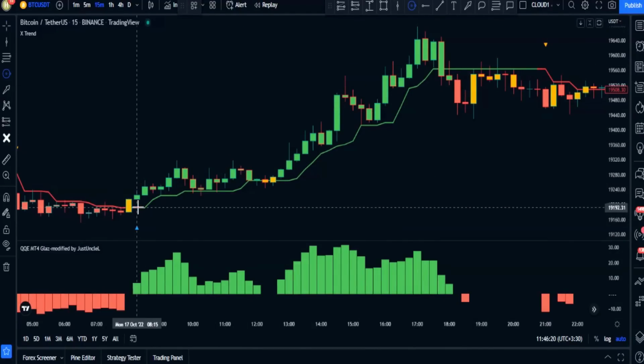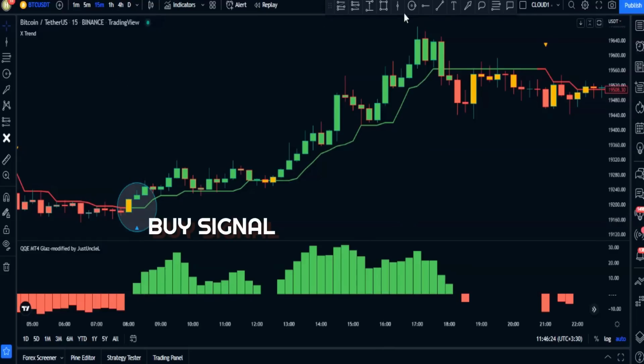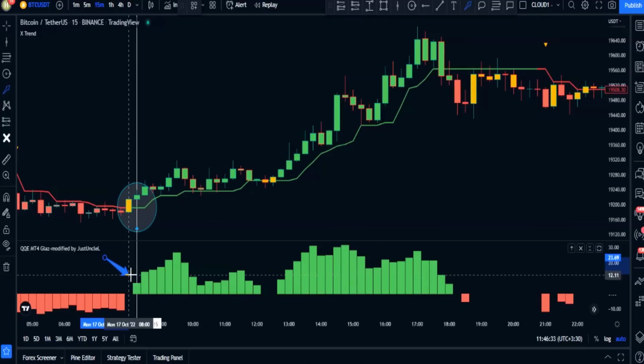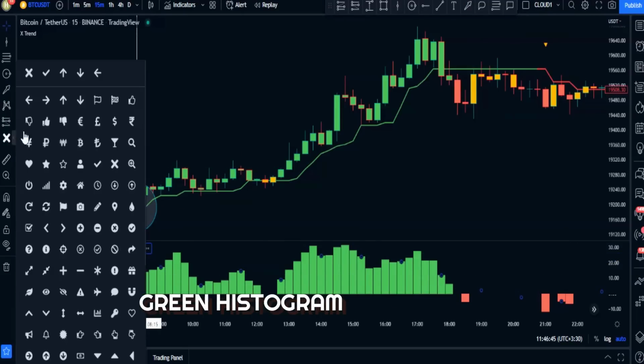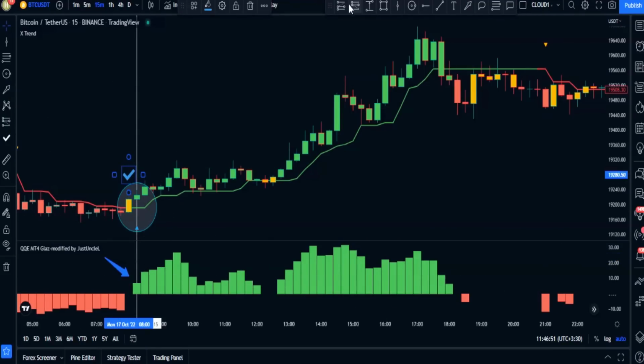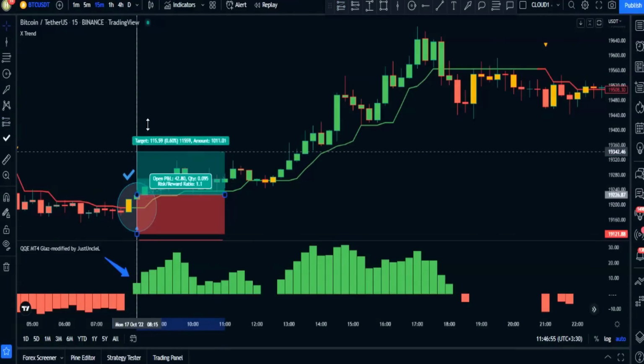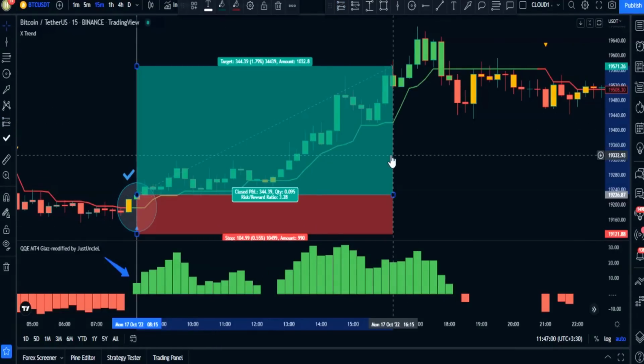We're only going to be looking for buys whenever we have a buy signal from the first indicator. And to confirm the buy signal, we need to check the QQE indicator. If the QQE histogram is green and it's above the 0 line, our buy signal is confirmed and you can put a buy order at the close of the trigger candlestick.